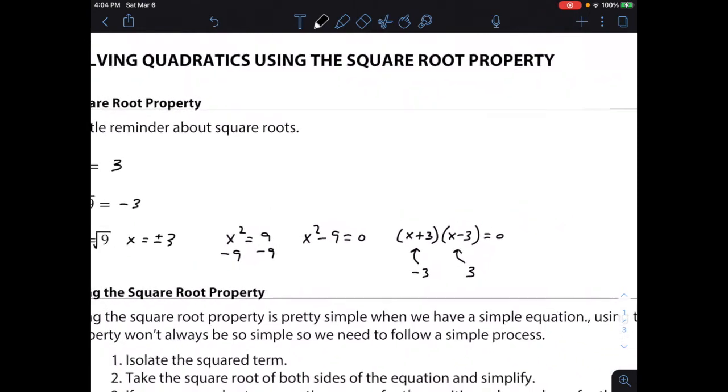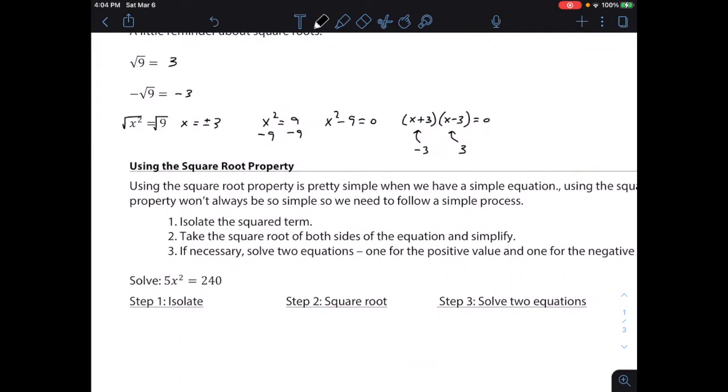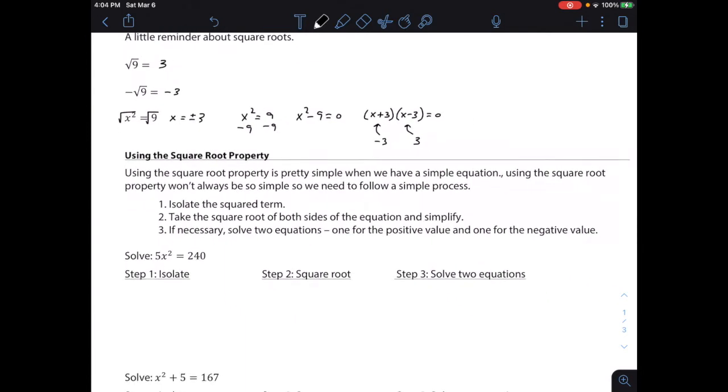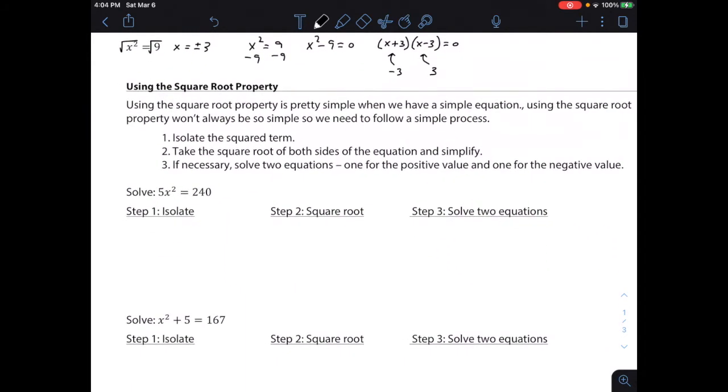And when we're using the square root property to solve a quadratic equation, it's a fairly simple process. We just want to make sure we can isolate the squared term in the equation and then take the square root of both sides, just like we did with x squared equals 9, and simplify. But the important thing is we have to think about it as the plus and minus. We can't just think about it as the positive. And then the last step, it says there, if necessary, solve two equations, one for the positive value and one for the negative value.